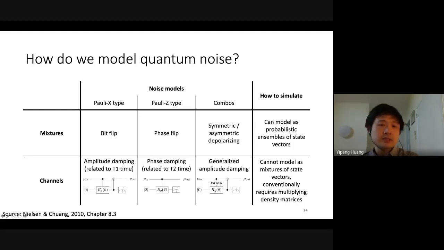But if it's already a 0 state, then it will just keep it in the 0 state. And it's precisely this type of lopsidedness that makes these types of quantum noise channels in this bottom row a little bit more difficult to represent as state vectors. So conventionally, in order to simulate channels, you have to resort to density matrices. Okay.